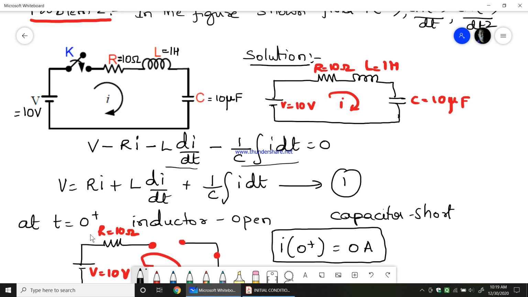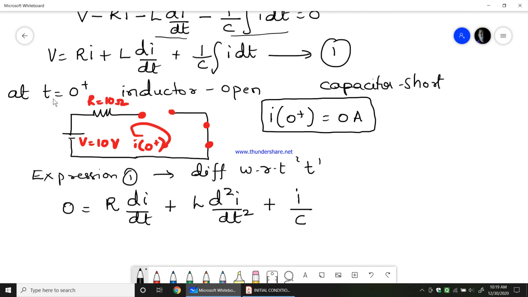Now at t equals 0 plus, like in the table that I explained earlier, the inductor will behave as open and the capacitor will behave as short. Therefore the circuit you get is this. So at t equals 0 plus, inductor open and capacitor short. Due to this open circuit created in the network, the current I of 0 plus would be equal to 0 amps.